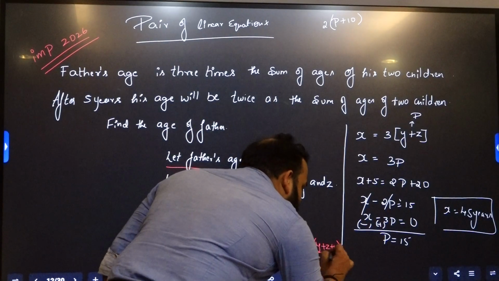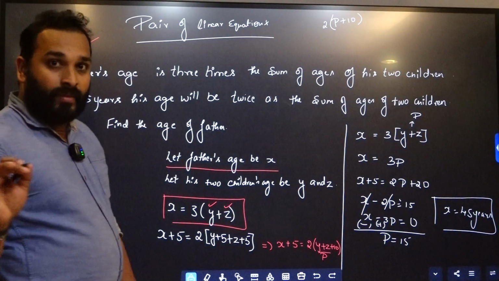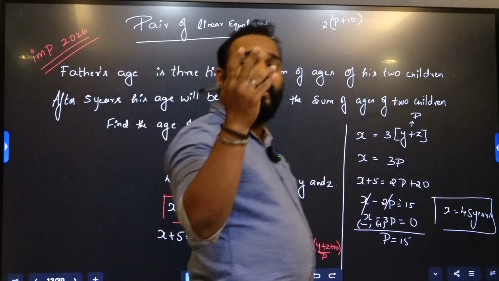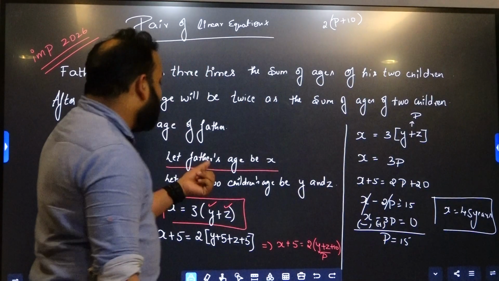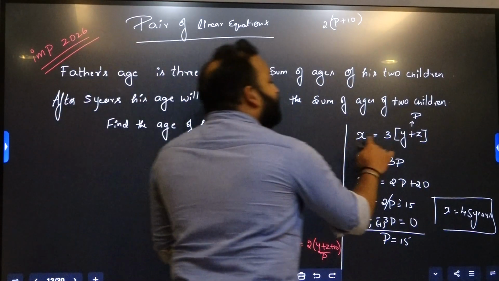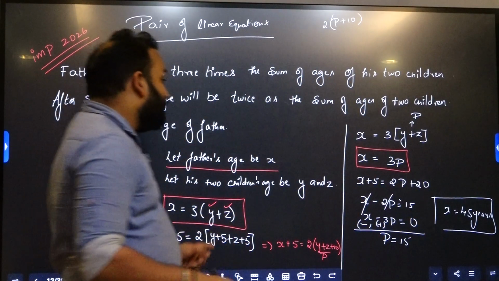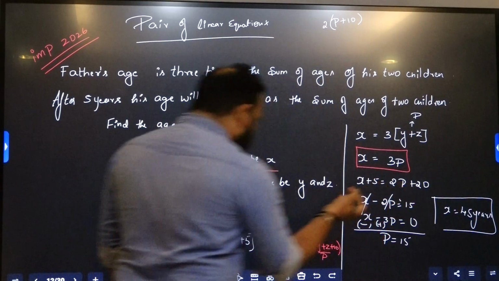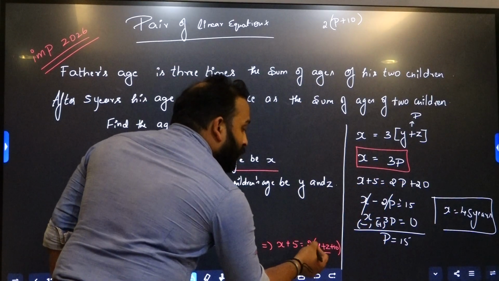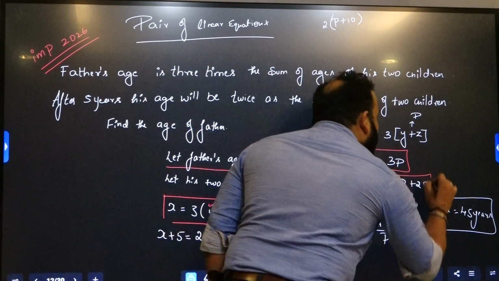Now, I will just make the sum of the ages of the 2 children. Let us take it as p. That time we are directly writing it in terms of 2 variables. So, this is p. So, this first equation will directly become x is equal to 3p. And the second equation will become x plus 5 is equal to, you have p here, so it becomes 2 into p plus 10. When you multiply, it becomes 2p plus 20.